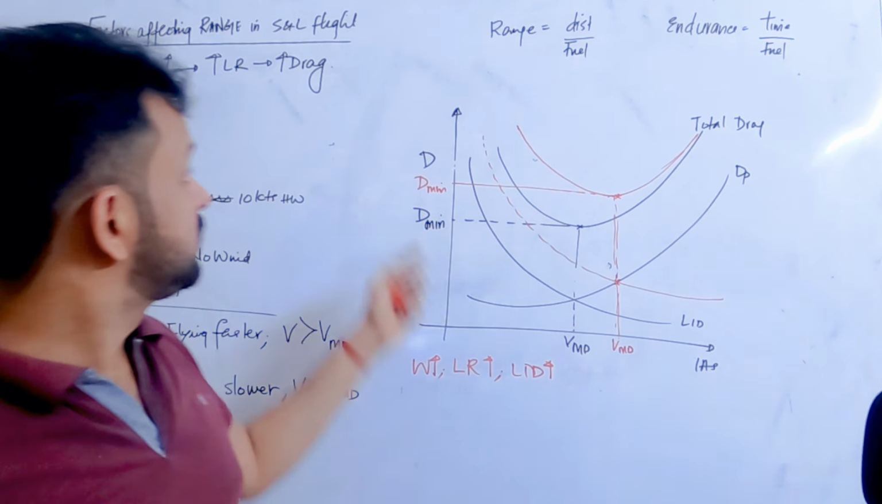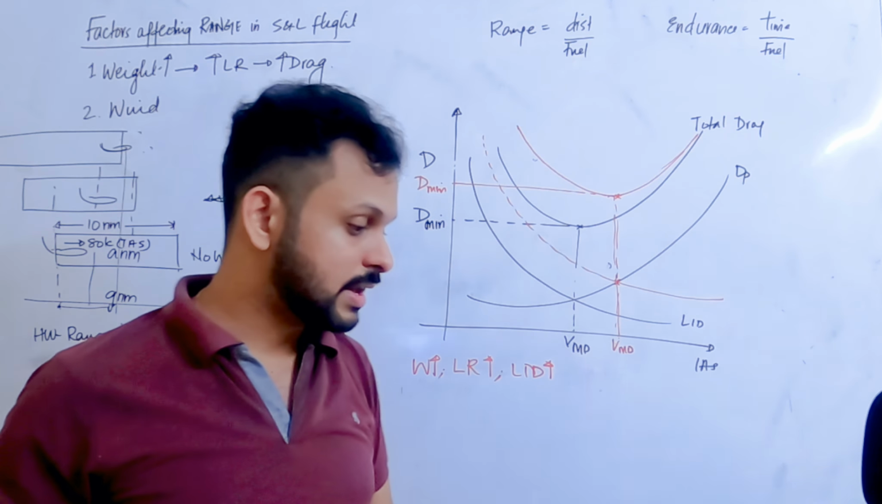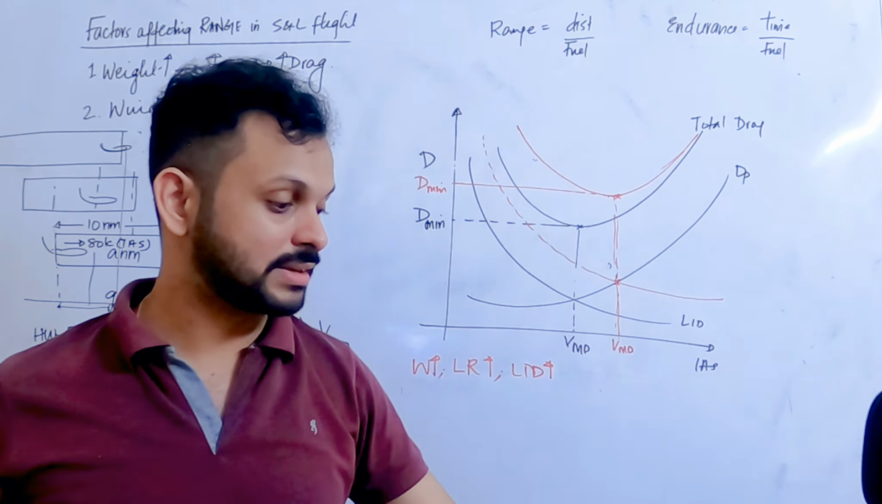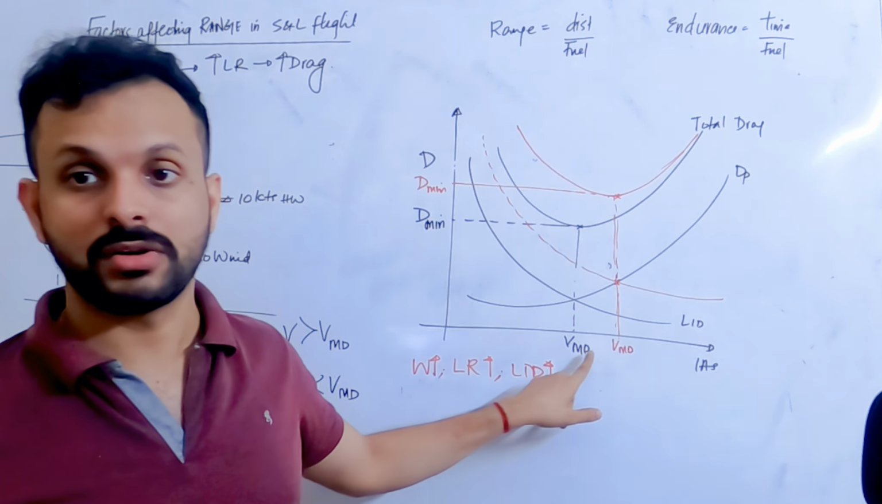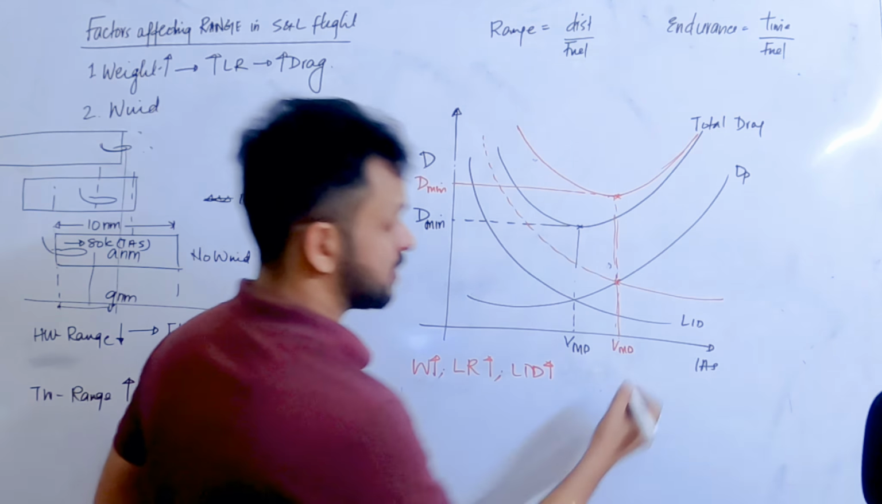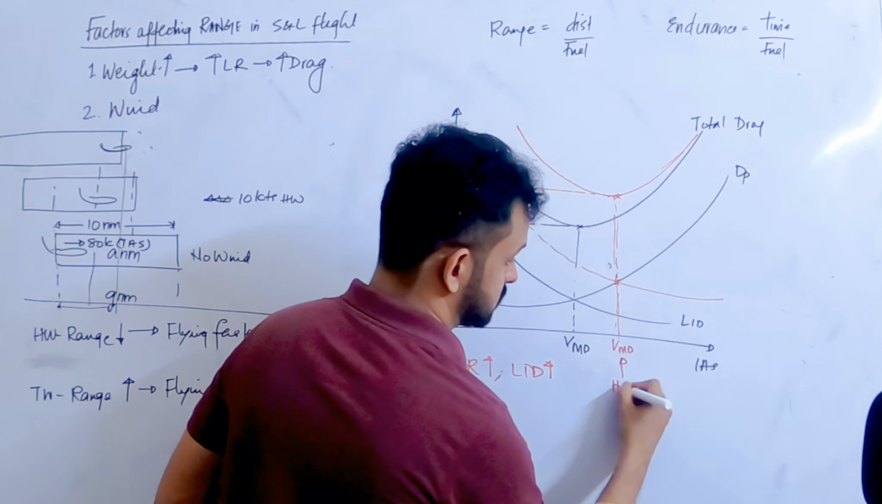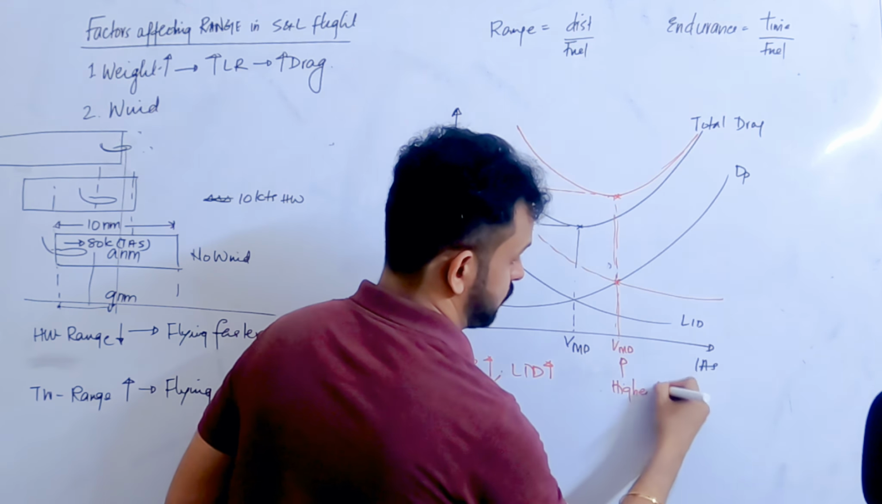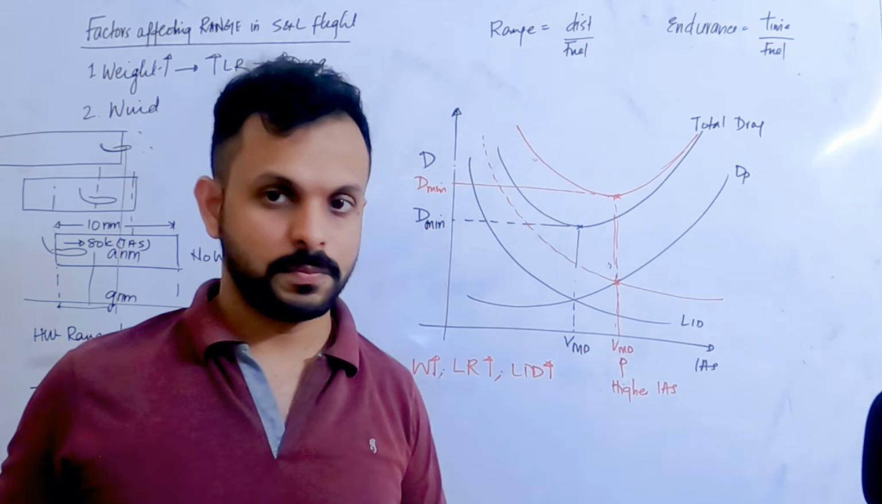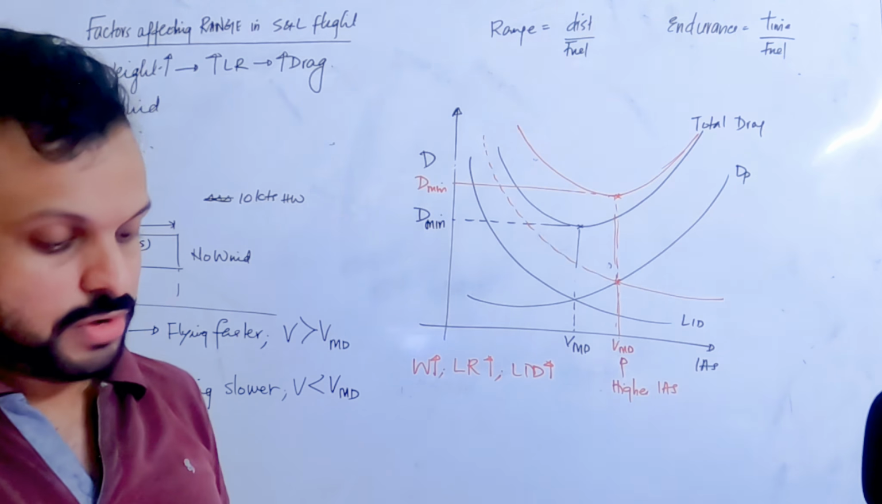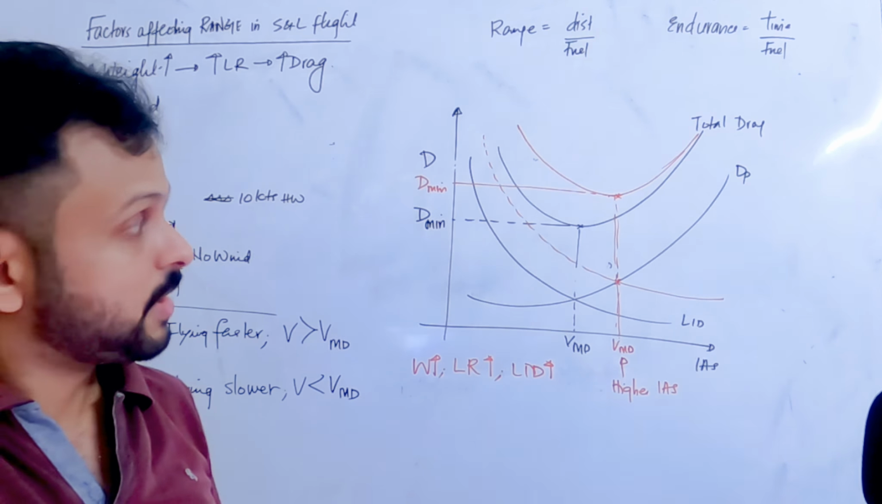Right? That is why we say that with increase in weight, the maximum range will decrease for a given angle of attack at a higher VMD. You can see how the VMD is now at a higher indicated airspeed. We have seen this graph a lot of times before, so it's nothing unfamiliar to you, right? So what you can do is write option alpha and draw this graph.